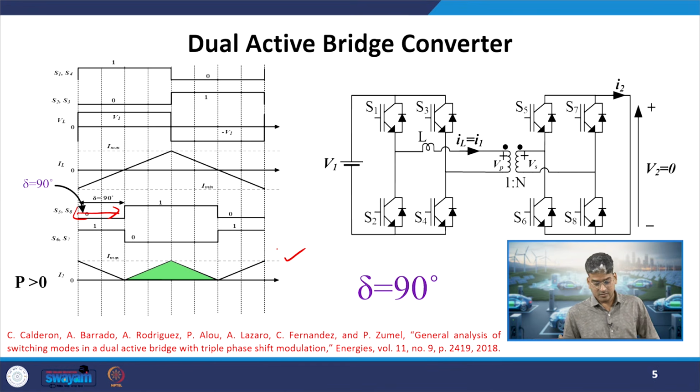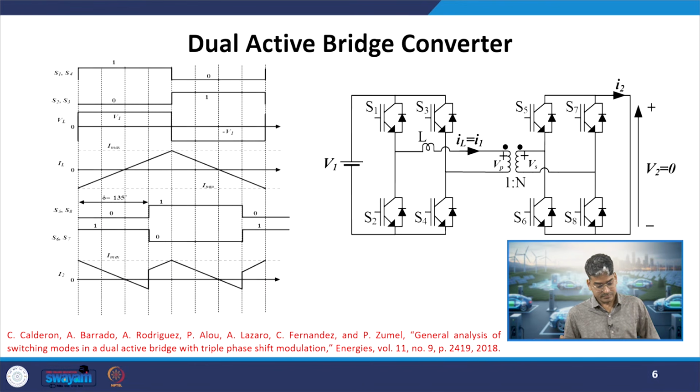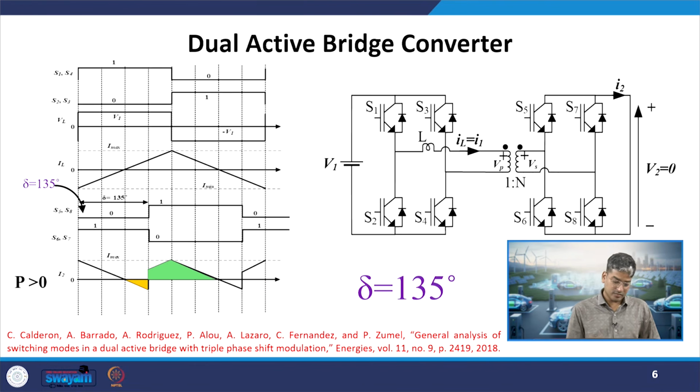So, now moving ahead from this point, here we have assumed delta to be 135, that is, we have further delayed the pulses by 45 more degrees. If you see the starting of S1 and S4 and the S5 and S8, they have 3 divisions delay. So, from this division to this division, 45 into 3, that is 135. In this case, as we have not changed anything on the primary side, we will try to find out the I2 waveform.